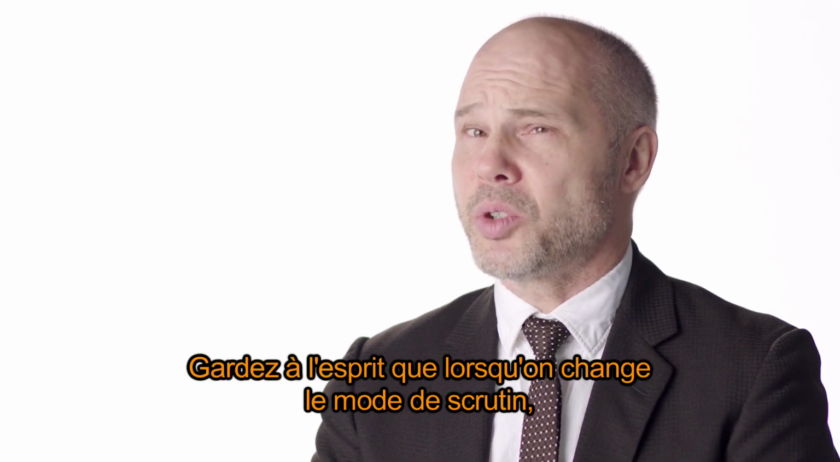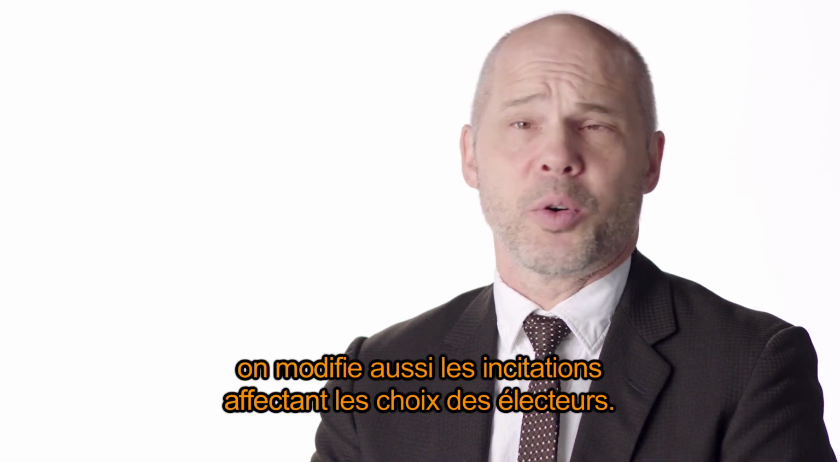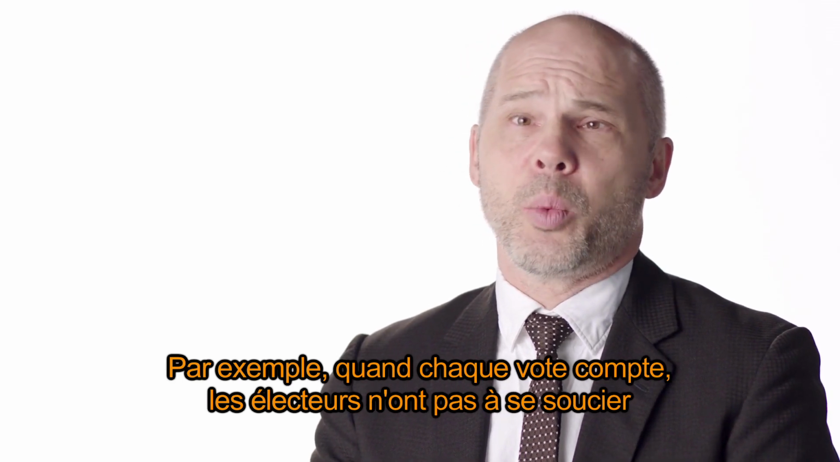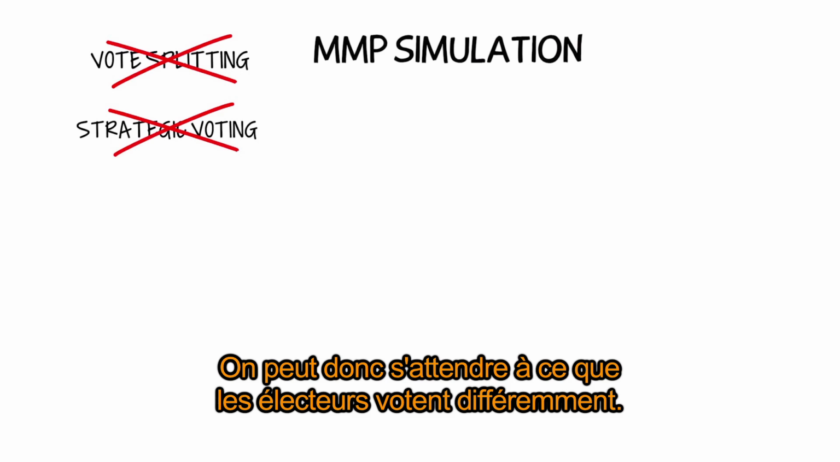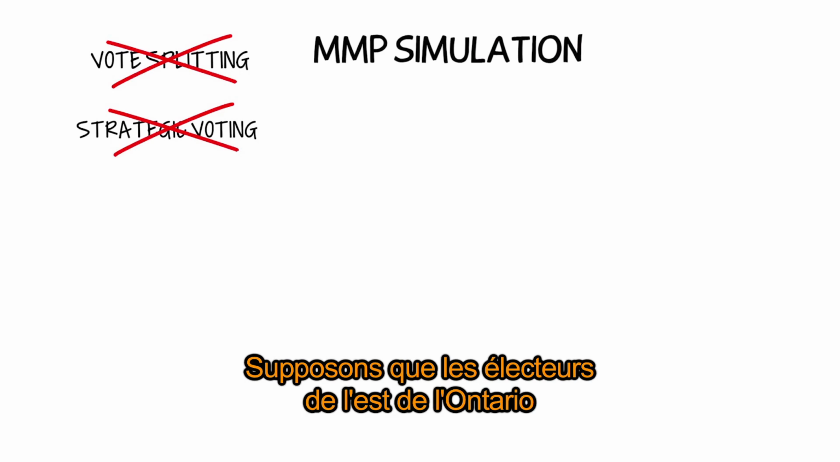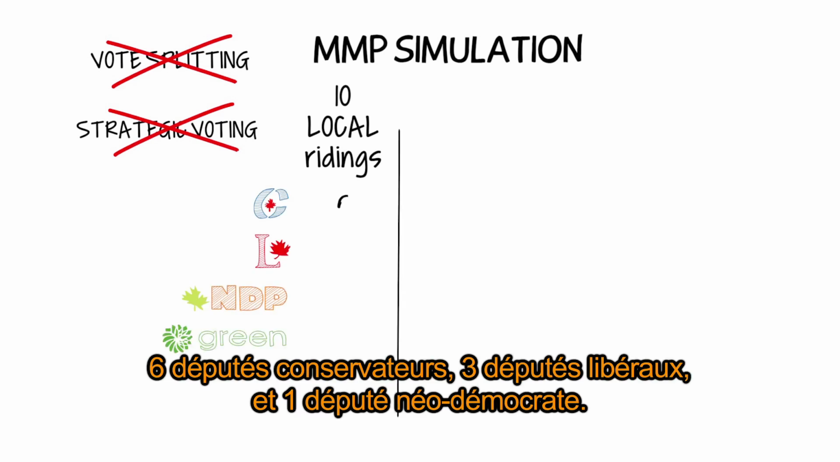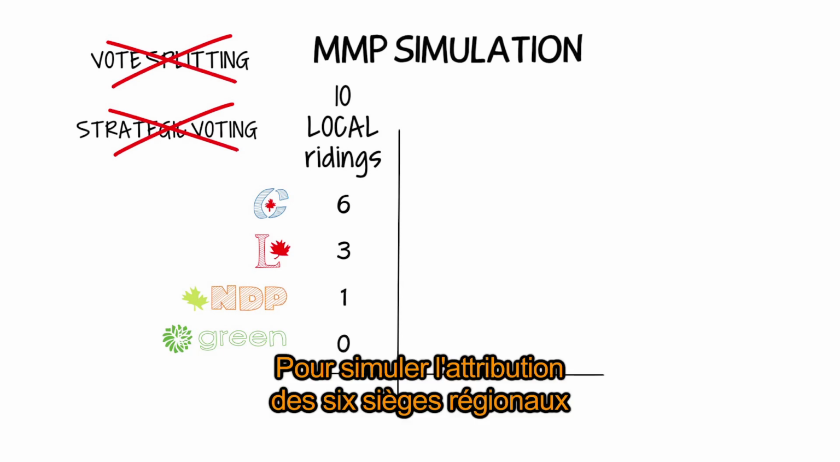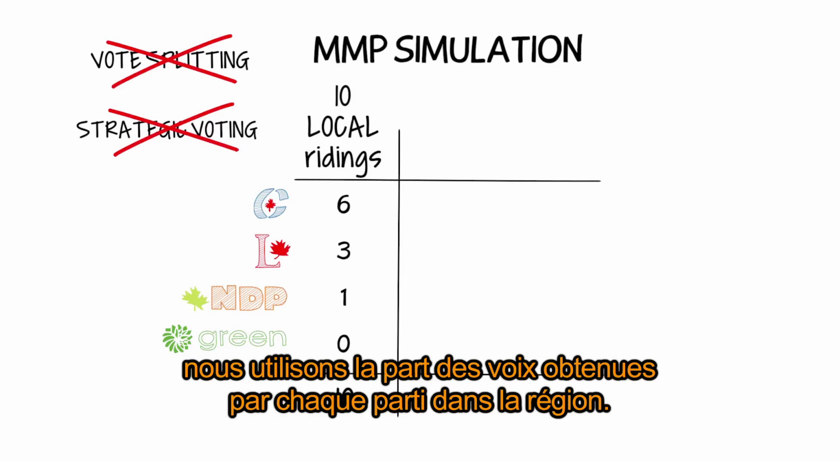Now keep in mind that when you change the voting system, you also change the incentives that affect the kinds of decisions that voters might make. For instance, we know that when every vote counts, voters won't have to worry about splitting the vote or casting a strategic vote. Thus, we should expect that support for different parties might change. Let's say Eastern Ontario voters elect from 10 local ridings, 6 Conservative MPs, 3 Liberal MPs, and 1 New Democrat MP. To apply our MMP model, we use the votes cast in the 2011 election to estimate the popular vote support for the different parties.